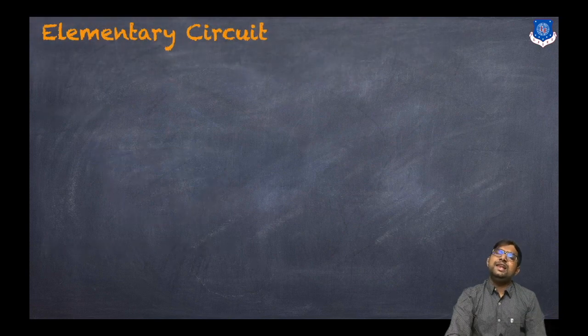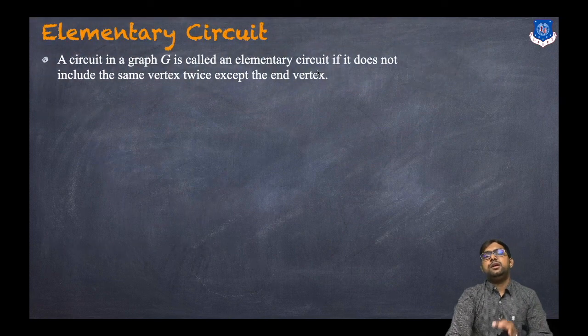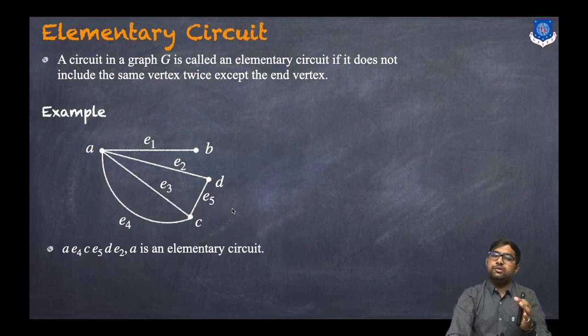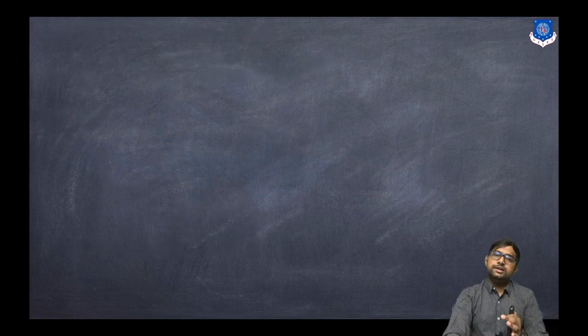Now what is an elementary circuit? In the same manner, it is a circuit that does not include the same vertex twice. So in the same graph the same circuit will work, because we are not covering the same vertex twice. So it will be an elementary circuit. So these are the types of paths and circuits in graphs.